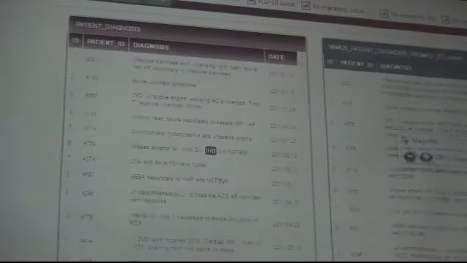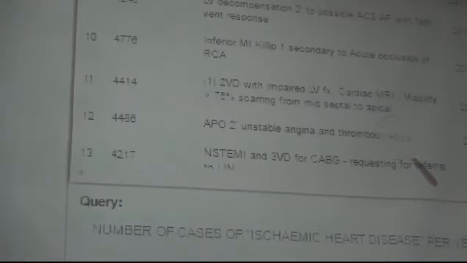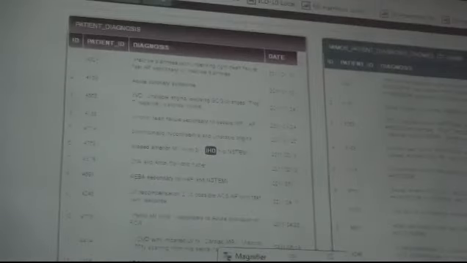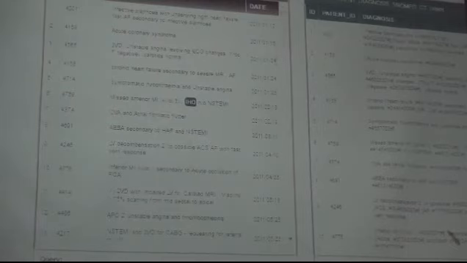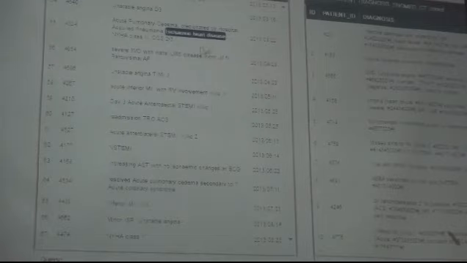The query is the number of cases of ischemic heart disease per year. I query this data, and you can see a graph at the bottom. In 2011, I found one case. In 2012, one case, and in 2013, one case. So the system found three cases for my query. In the data, IHD for ischemic heart disease is highlighted in blue. We have one highlight here, another here, and a third on ischemic heart disease.